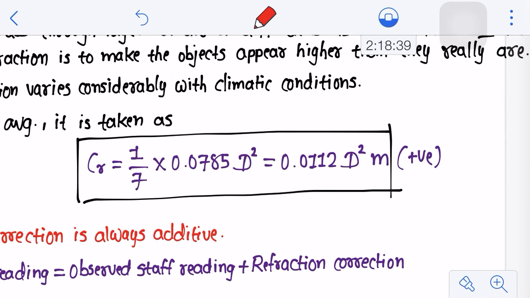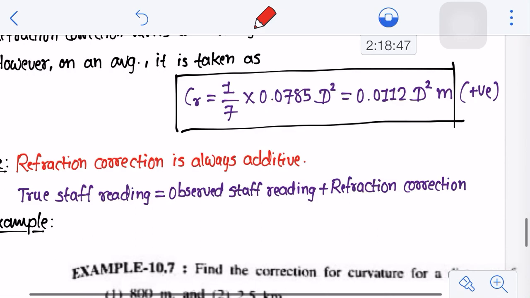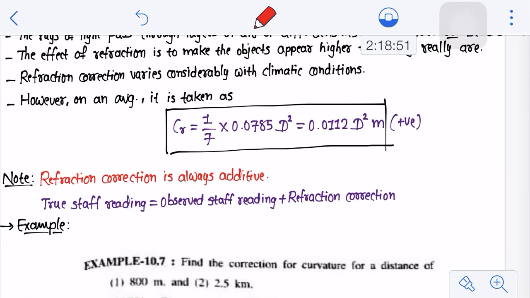And mind well, as your objects are appearing somewhat higher than they really are, this correction is to be added to your reading. So your true staff reading should be observed staff reading plus refraction correction. So mind well, refraction correction is always additive and curvature correction is always negative, right?